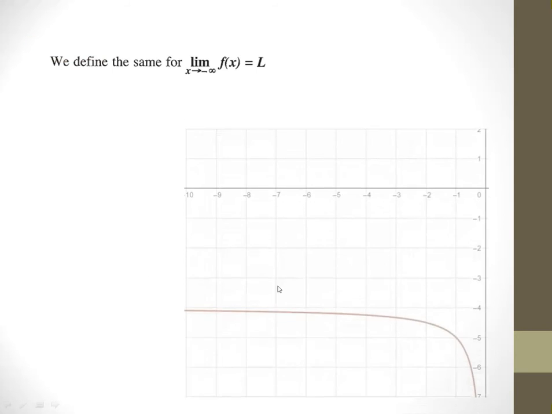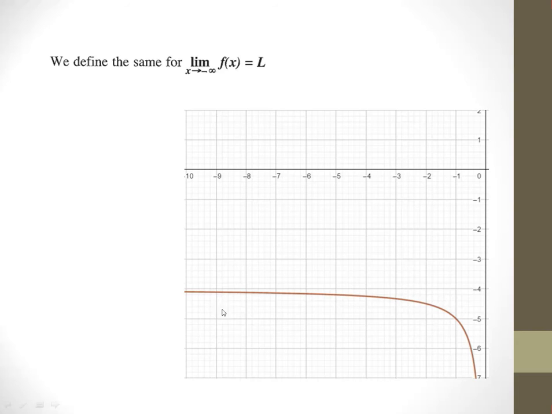In this case, when x goes to minus infinity, the limit of f of x equals minus 4. When x goes to minus infinity, the function gets close to minus 4. So we write minus 4.